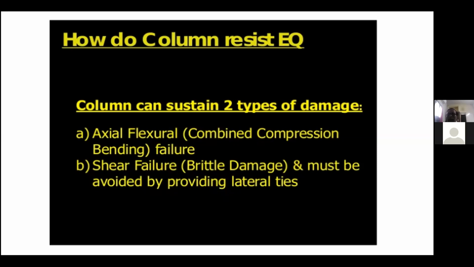For axial flexural failure, we are going to provide the reinforcement in the vertical direction in the column. And then for shear failure, again we are going to provide the lateral hooks. So the column is also subjected to two types of damages: one is axial flexural damage, another one is shear failure.